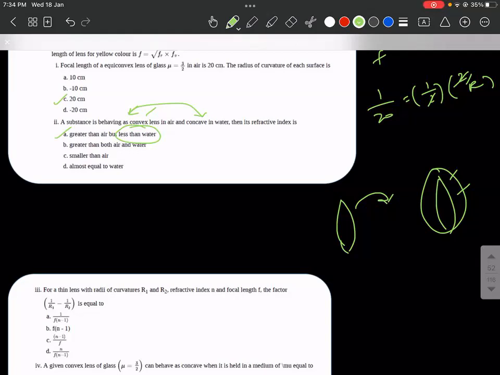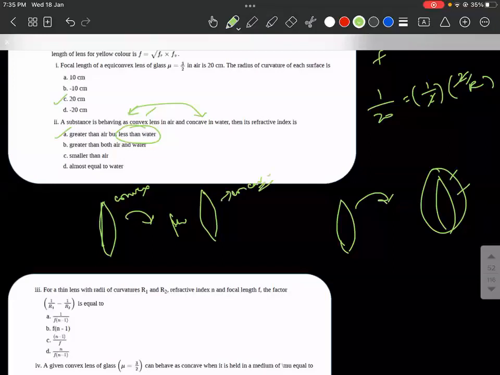That is an important point. I hope you made a note of it. For a convex lens, in air it is behaving like a convex lens. You are putting this into water. Now in water, what is it behaving like? It is behaving like a concave lens.